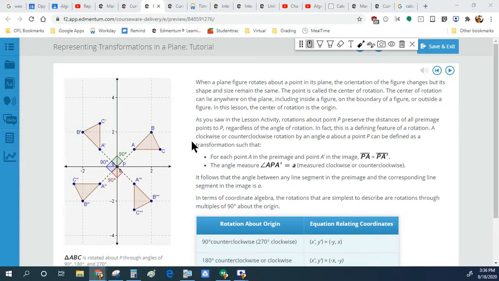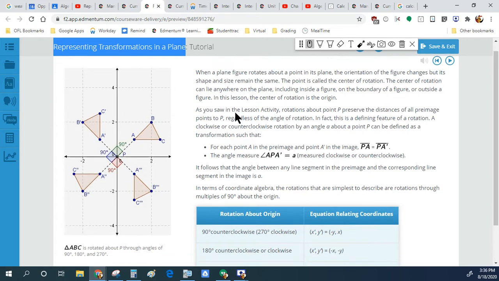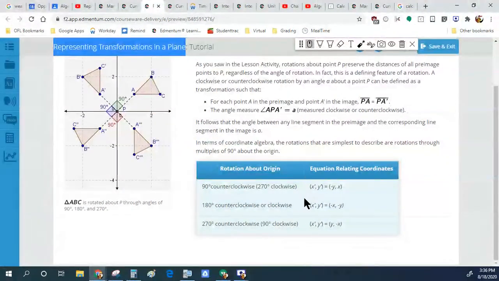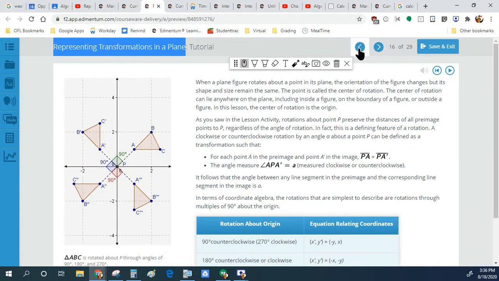All right, guys, this is part two of representing transformation in a plane. Sorry we weren't able to finish this in class. One of the things that they want you to realize from the activity, as I mentioned before, whatever's on the slide afterwards is basically what they want you to get the idea of.